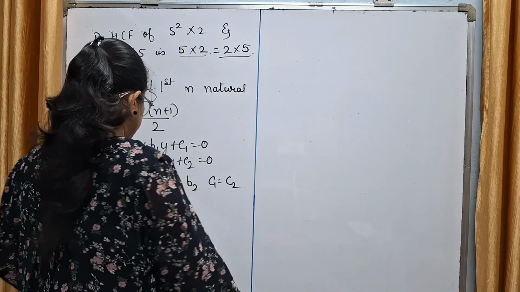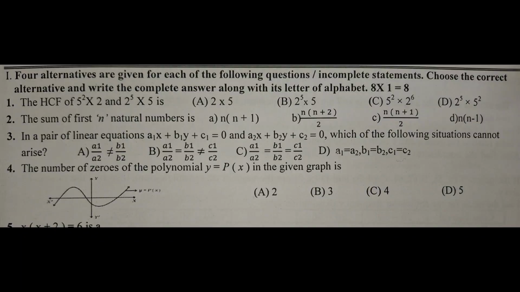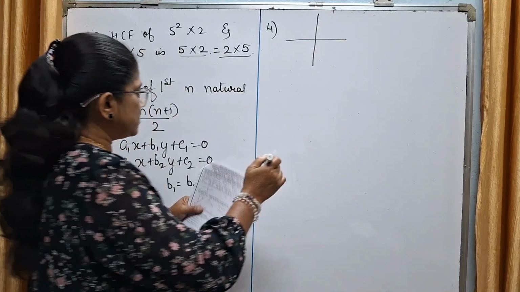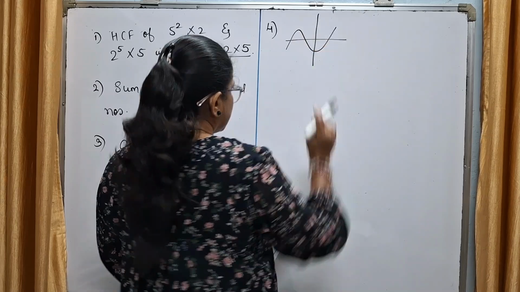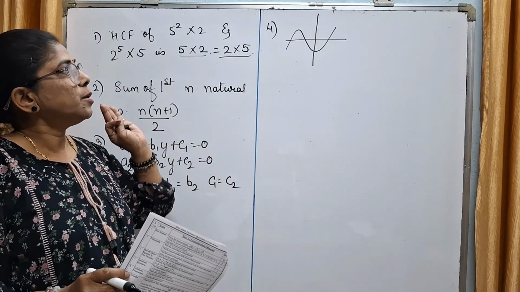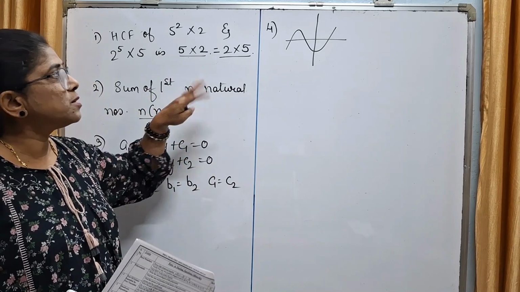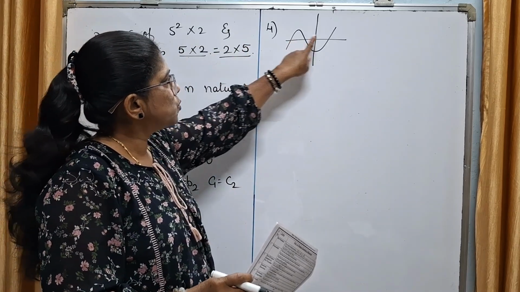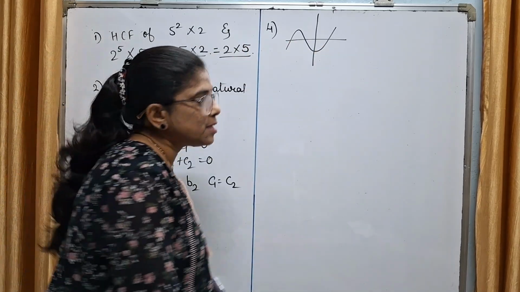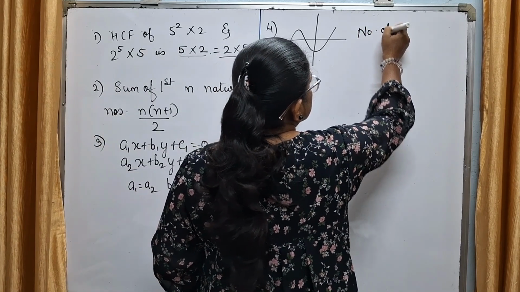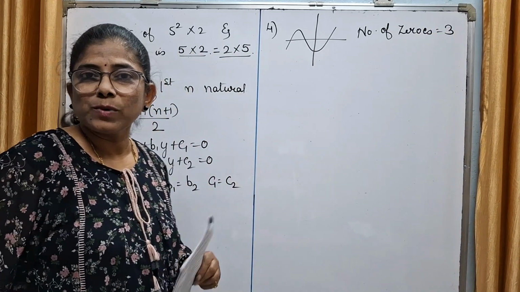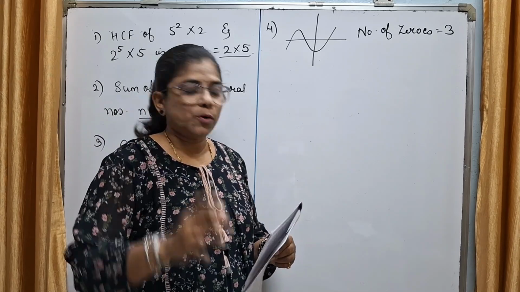Now the next simple question. Here, the number of zeros of the polynomial. I'll just draw the rough figure. Now the given figure here is something like this. We know that the number of zeros is equal to the number of times the curve intersects or touches the x-axis. So in this case 1, 2, 3. Three times the curve is intersecting the x-axis. So here the number of zeros is 3.